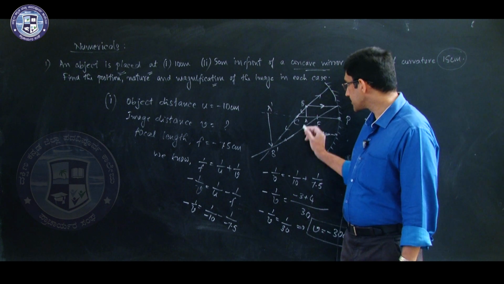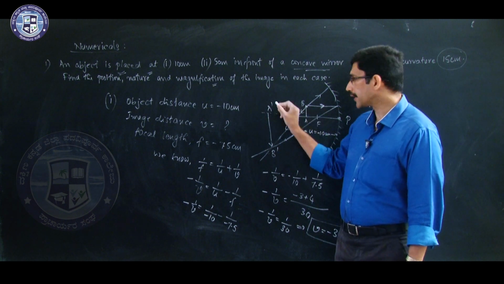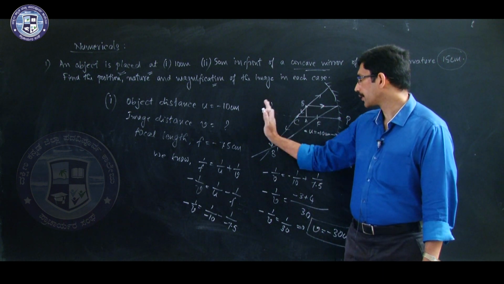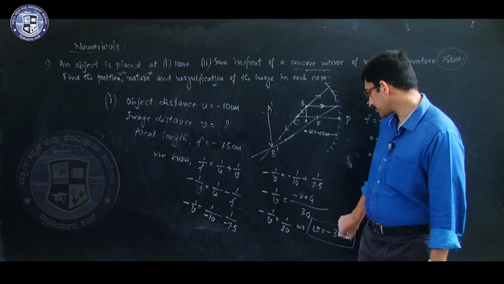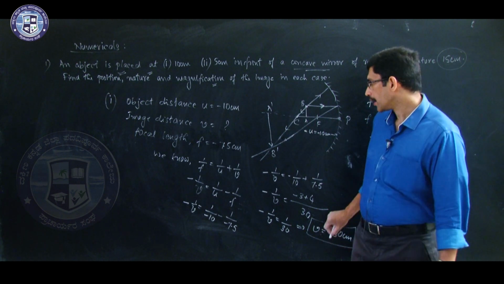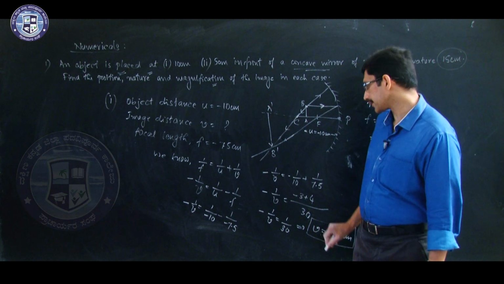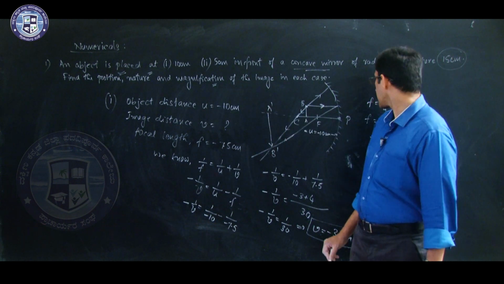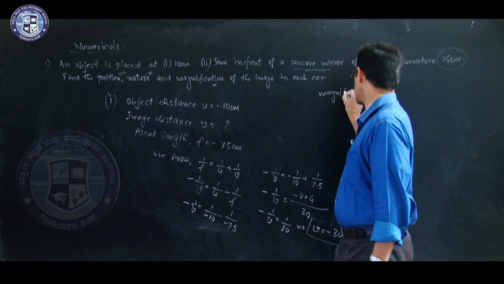So, the image distance negative, that indicates that the image is formed on the side of the object. Object is here and the image is there on the side of the object, therefore, the image distance is minus 30 centimeter. Now, which one is greater, the object distance is greater or the image distance is greater? Clearly, you can say that the image distance is greater, hence you can find the magnification. So, we will find the magnification.